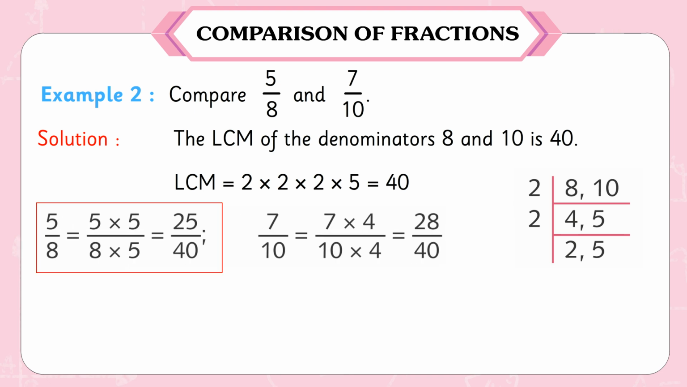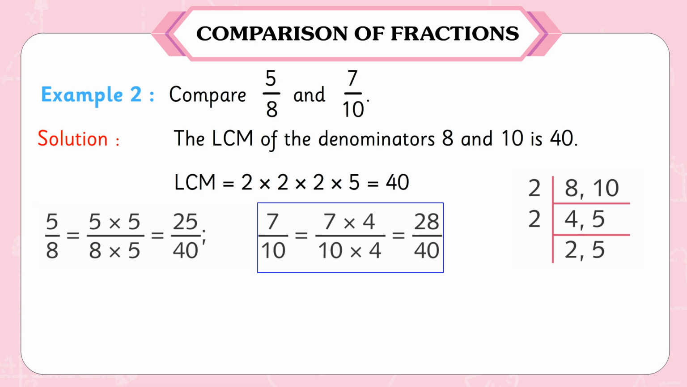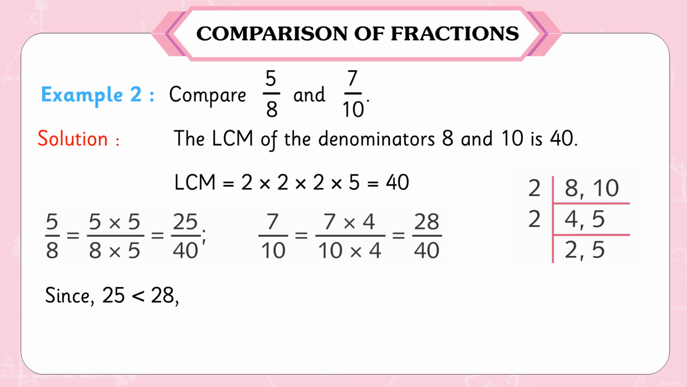5 by 8 is equal to 5 into 5 by 8 into 5 is equal to 25 by 40. 7 by 10 is equal to 7 into 4 upon 10 into 4 is equal to 28 upon 40. Since 25 is less than 28, so 5 upon 8 is less than 7 by 10. Answer. 5 by 8 is less than 7 by 10.